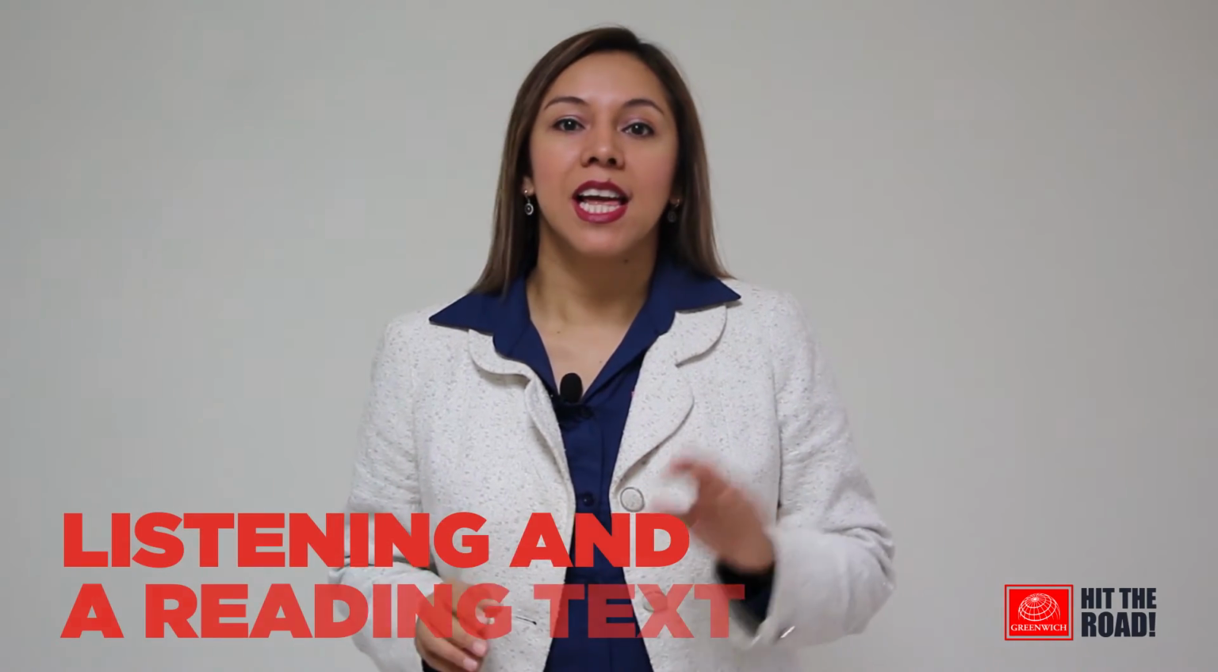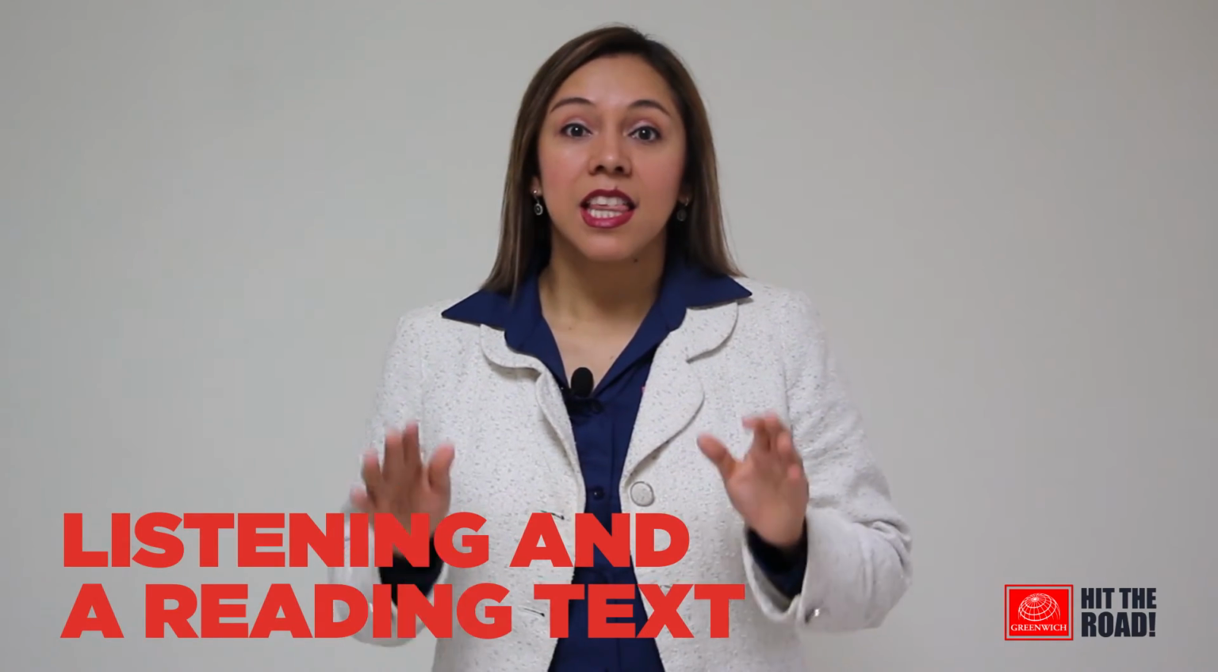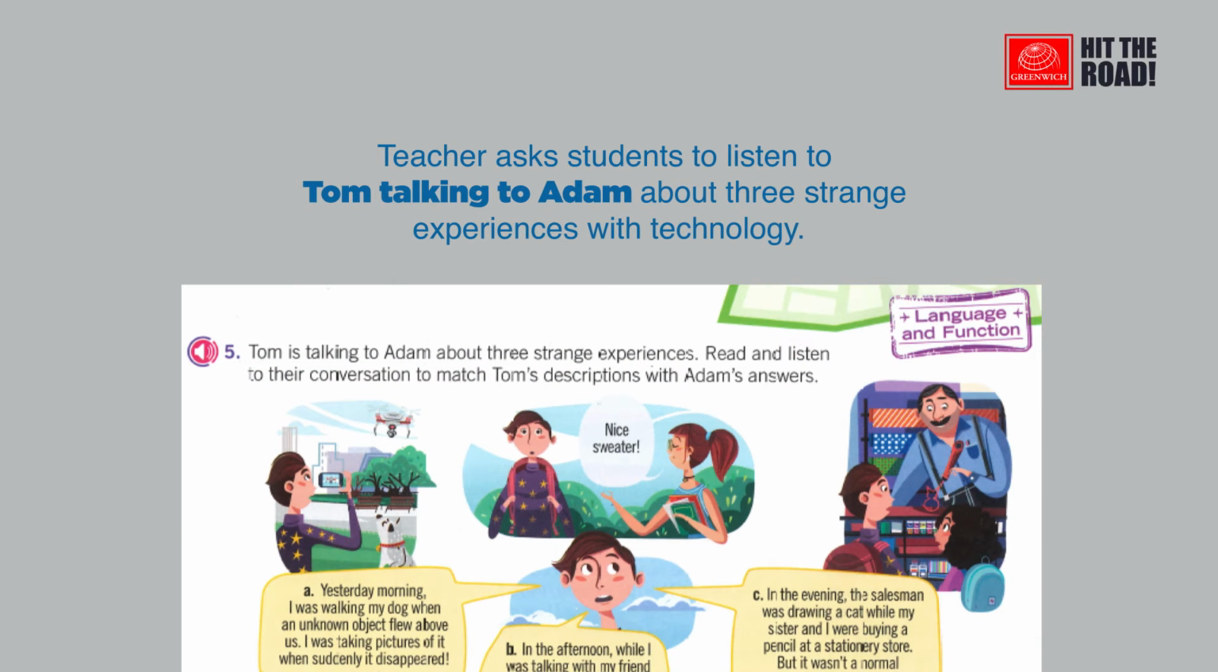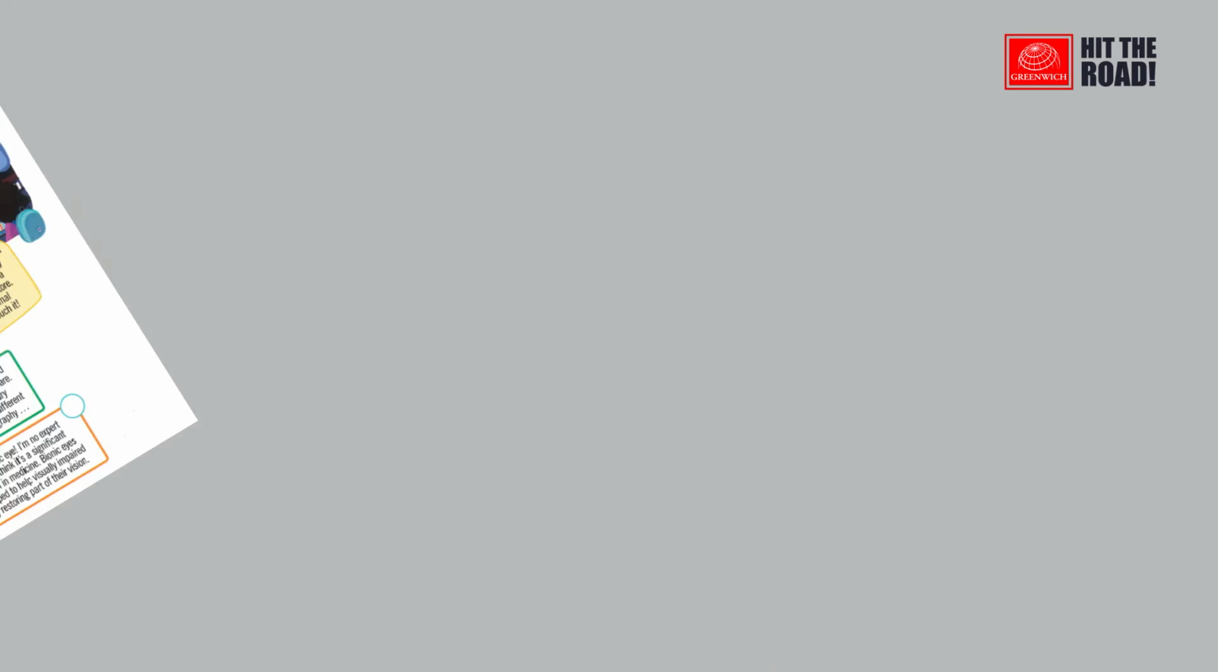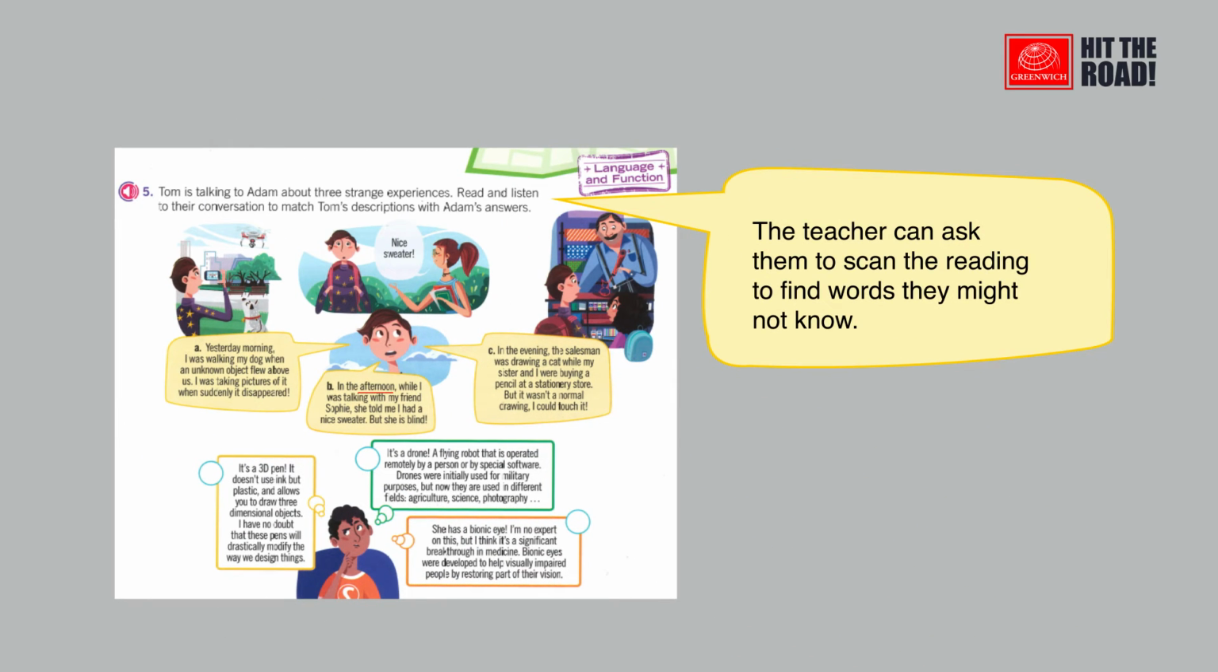The book will provide a listening and a written text. These will facilitate students' understanding by providing more context. In this first activity, the teacher asks students to listen to Tom talking to Adam about 3 strange experiences with technology. Before starting, the teacher can ask them to scan their reading to find words they might not know.